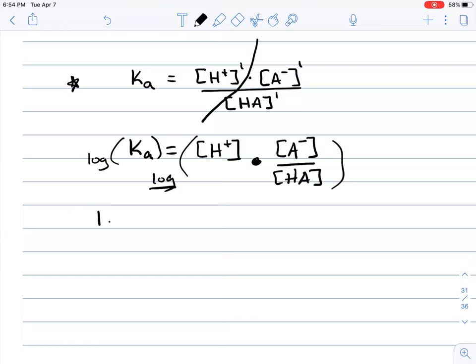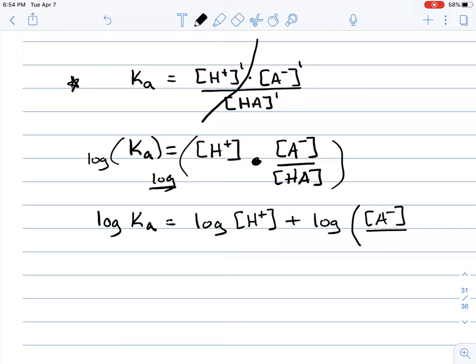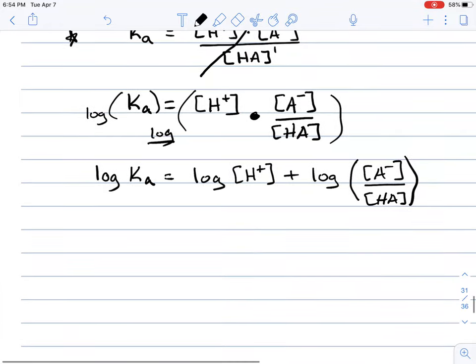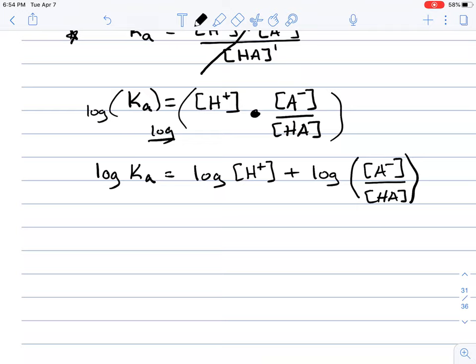And so here we have the log of Ka is equal to the log of the concentration of H plus, plus the log of the concentration of A minus divided by the concentration of HA. So this is just a property of log. If two components are being multiplied and you want to take the log of it, you can go ahead and express it as an addition. And so the log of the first component plus the log of the second component.